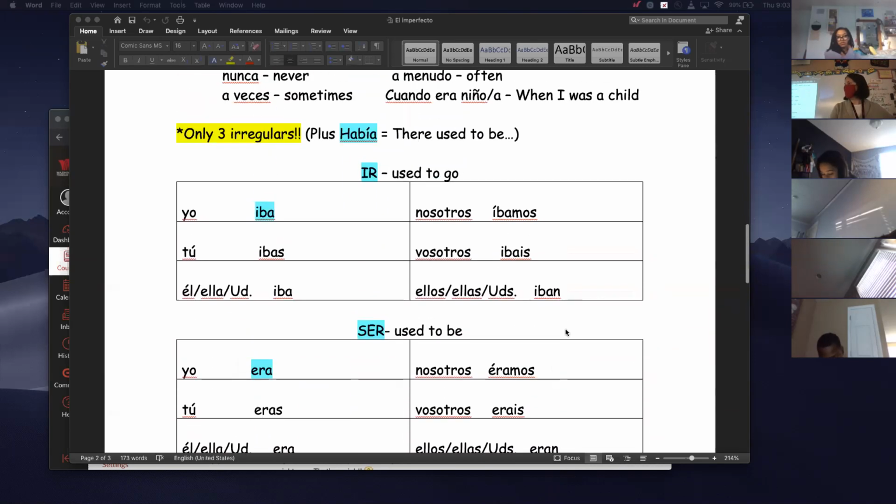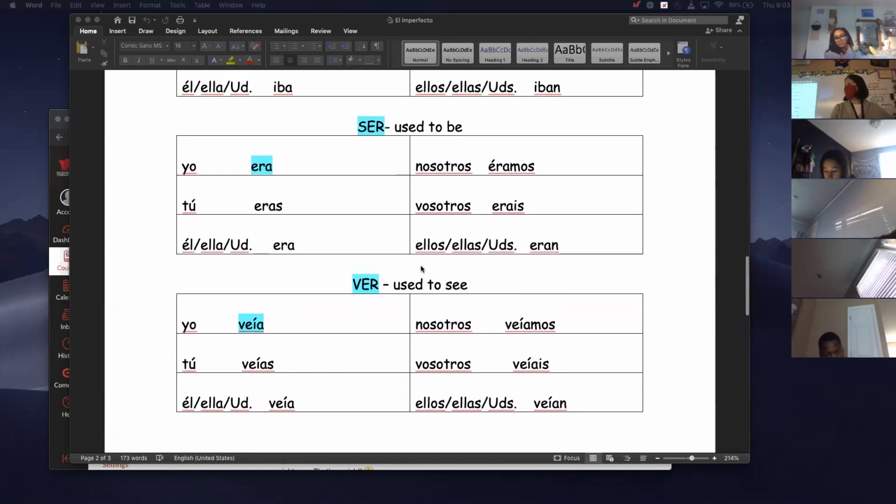All right, so we've got used to go. Now let's go used to be. Use this all the time too. It's always irregular. Think about it. Present tense, yo soy. Preterite, yo fui. So here we are, era. That's a weird one. But again, once you learn era, the rest kind of flow. Look, eras, era, éramos, erais, eran.